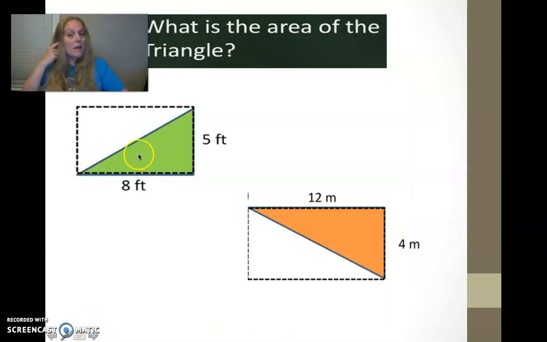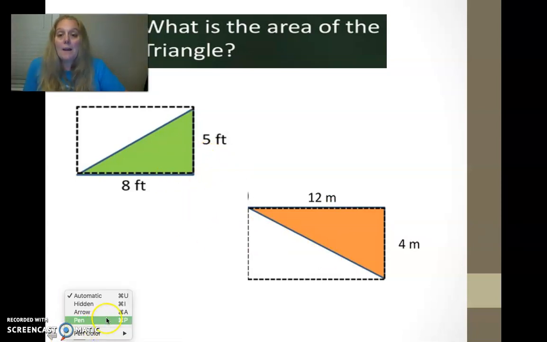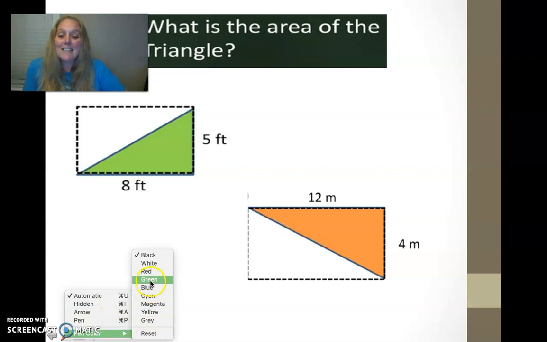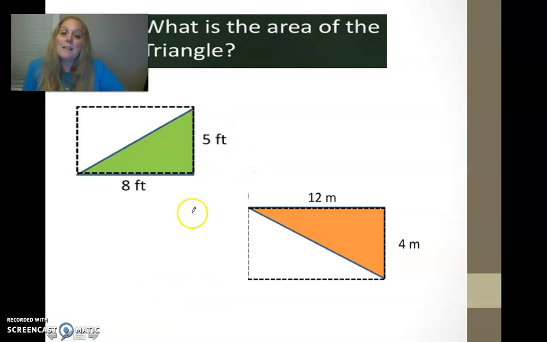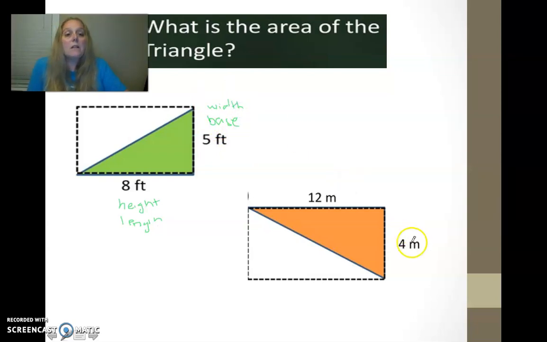All right, so we've got 2 different right triangles here. We've got an 8 by 5, which is just like the example we just did on our paper, but this is a good way to show it again. So we've got an 8 by 5, so this would be considered our base. The 8 foot would be considered our height. In the same way that this 8 foot, if it were the rectangle, would be considered our length. And the same way that the base would be considered our width. Okay, same thing over here with this rectangle. The 4 meters would be considered our base.